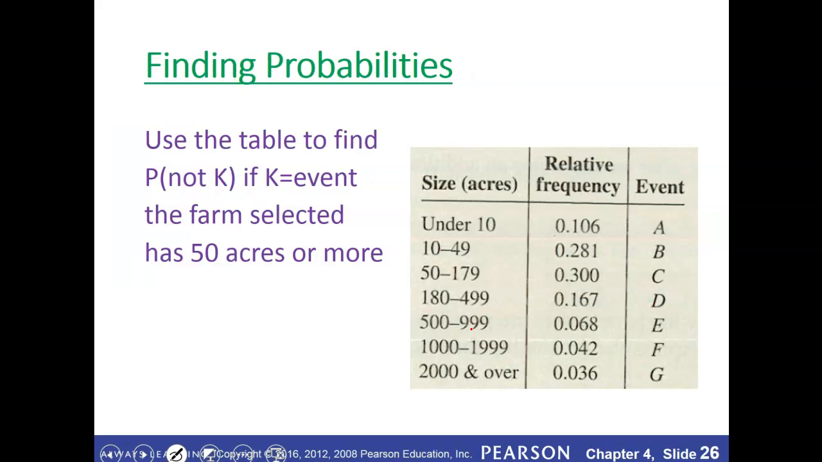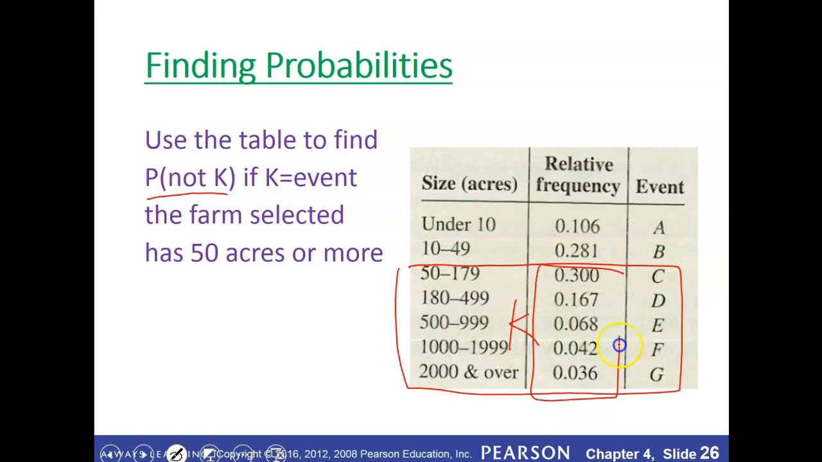And then let's just take a look at something like this. If we want to find the probability of not K. So here, K is the event that a farm selected is 50 acres or more. So that would be all of these categories here. So all of this would be K, and I could find all of these probabilities to find the probability of K. If I wanted to do that, I could do that and then just go 1 minus K to figure out the probability that a farm is not 50 acres or more, or I could just simply add these two together. And I would be able to find the same probability that way.